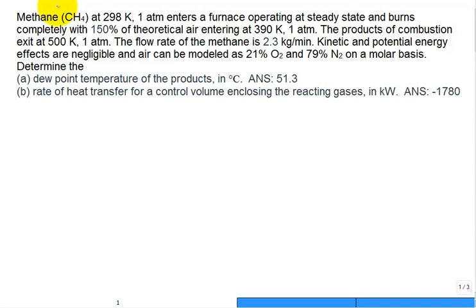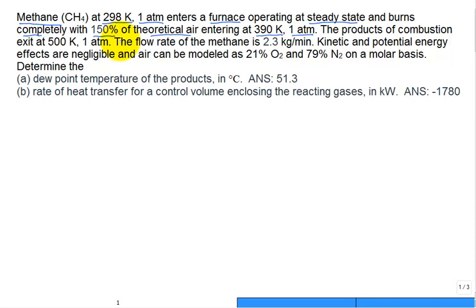So let's solve this problem. We have methane. It is coming in at the reference temperature of 298 Kelvin and reference pressure of 1 atm. It enters a furnace operating at steady state and burns completely with 150% theoretical air. The air enters at an elevated temperature of 390 Kelvin and 1 atm.